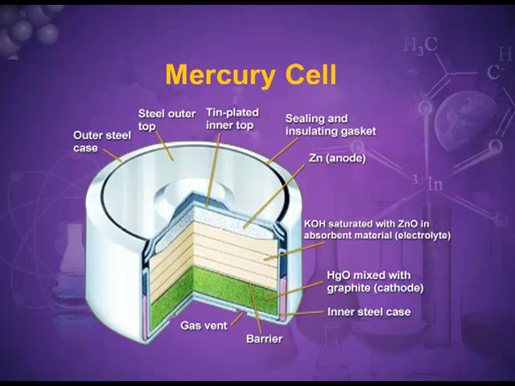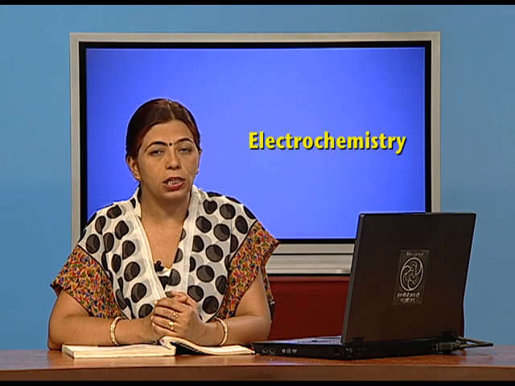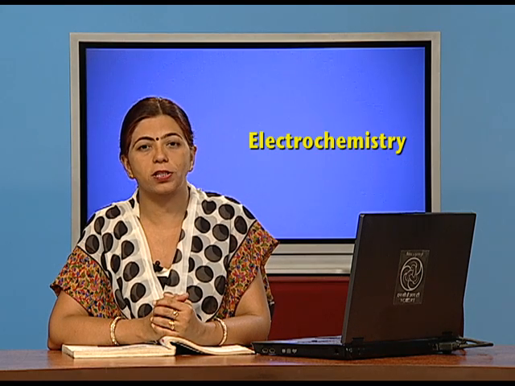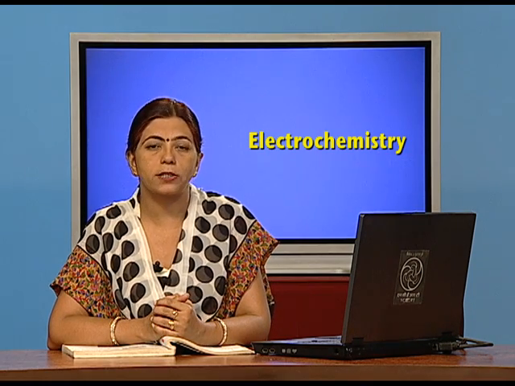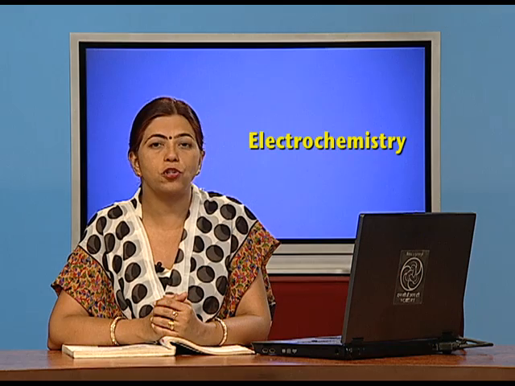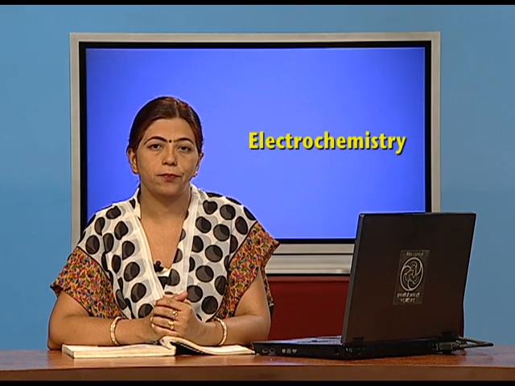The reactions at anode. At anode, we already know that oxidation takes place. Oxidation means the loss of electrons. Since the anode is made up of zinc, zinc will lose 2 electrons and will oxidize to the Zn2+ state. These 2 electrons are accepted at the cathode, and HgO, that is mercuric oxide, is reduced to mercury.